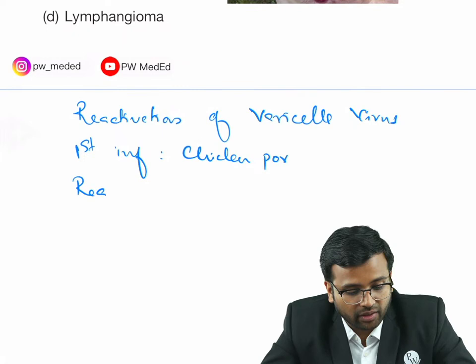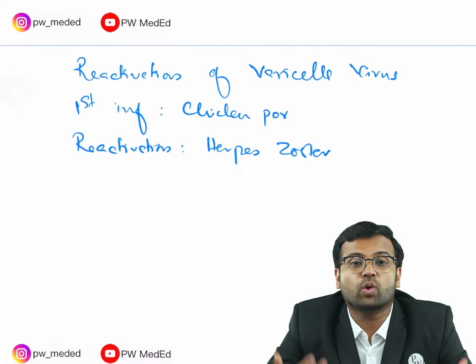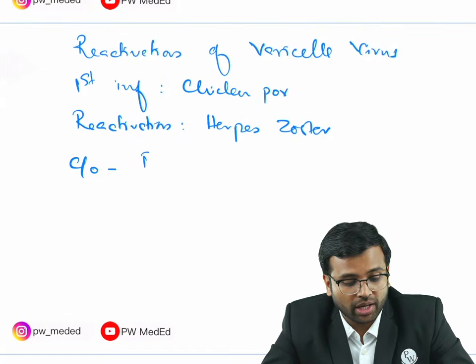The reactivation is called herpes zoster. The reactivation is called herpes zoster. Now, what is the most common complaint of the patient who will have herpes zoster? The most common complaint of the patient who is going to have herpes zoster is going to be a burning pain. It is going to be burning pain.